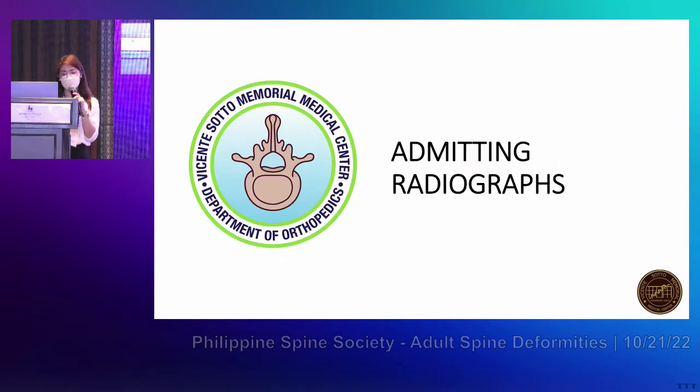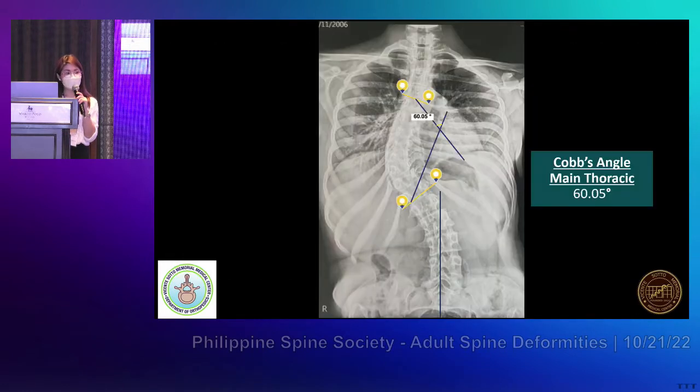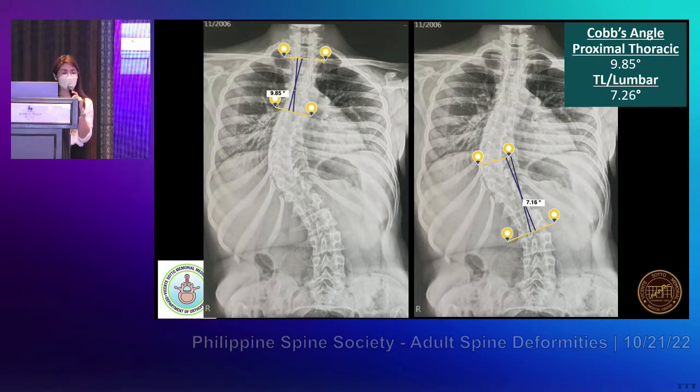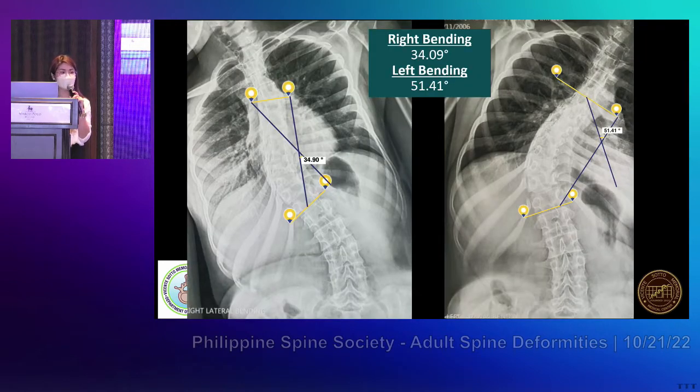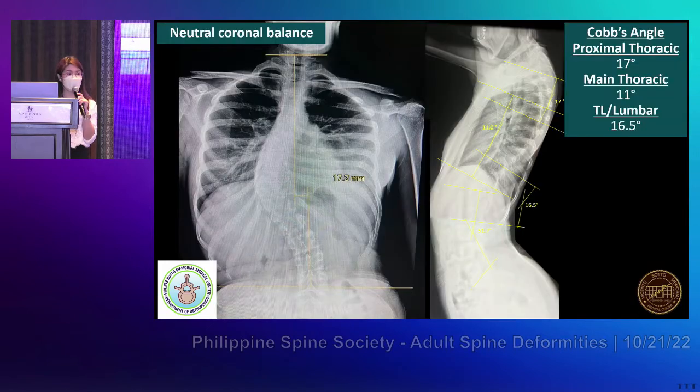So these are the pre-op admitting radiographs. You can see a Cobb's angle of the main thoracic measured at 60.05 with the upper end vertebra at T5 and the lower end vertebra at T12 with a stable vertebra at L1. For the Cobb's angle of the proximal thoracic and the thoracolumbar curves, we have values of 9.85 and 7.26. For the right bending and left bending, we have corrections of 45 and 15%, with the minor curves displaying flexibility.